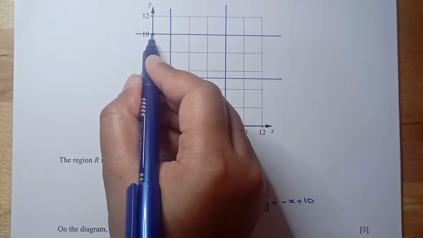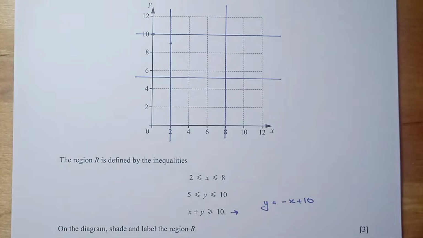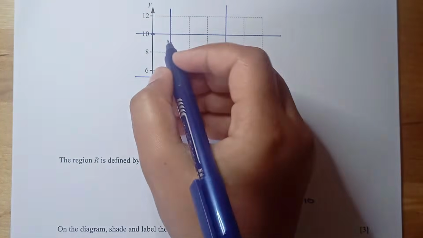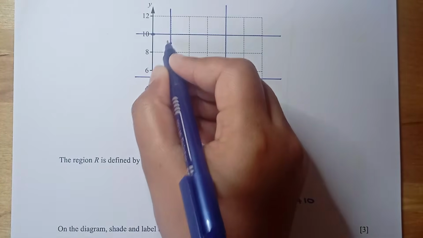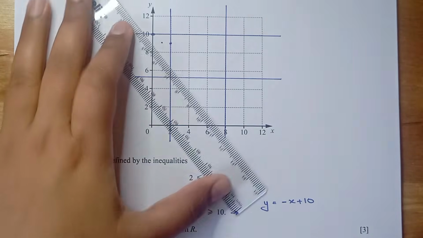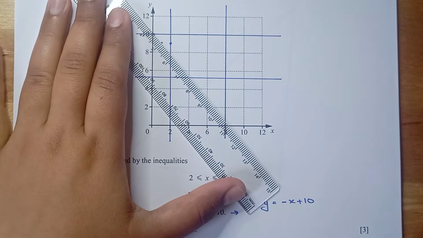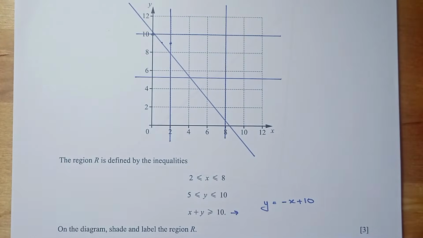So the rise is 1 unit down and the run is 1 unit to the right. Sorry, 1 unit down from 10 would be 9, and 1 unit to the right would be 1, this point between 0 and 2. So let me connect these 2 points. We will get the equation of the line y equals minus x plus 10.